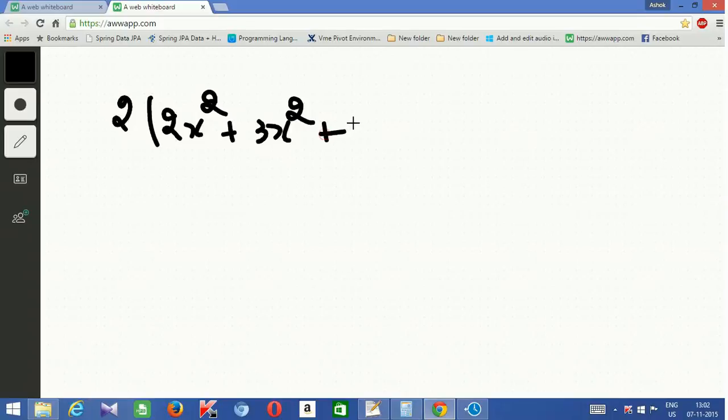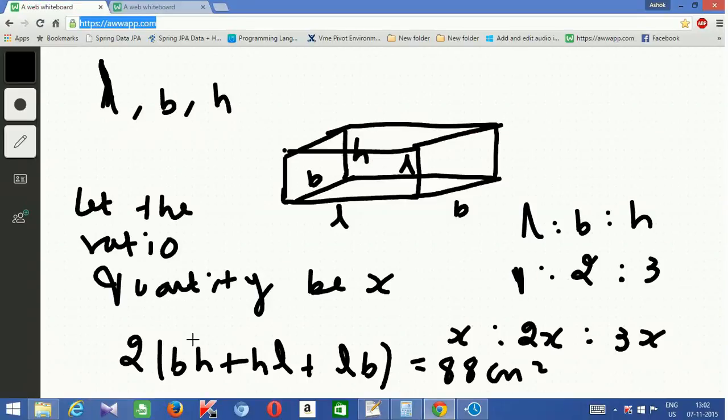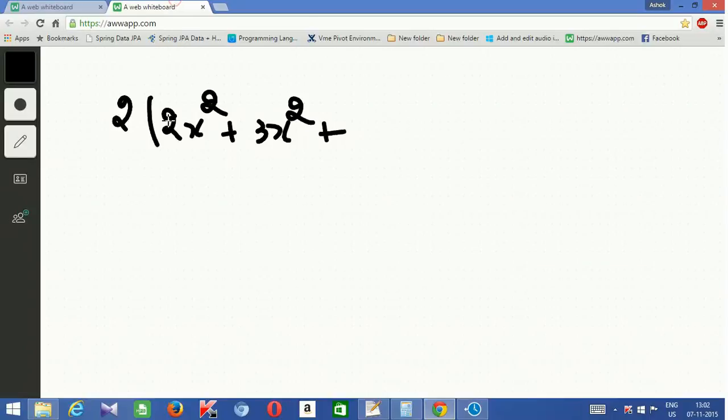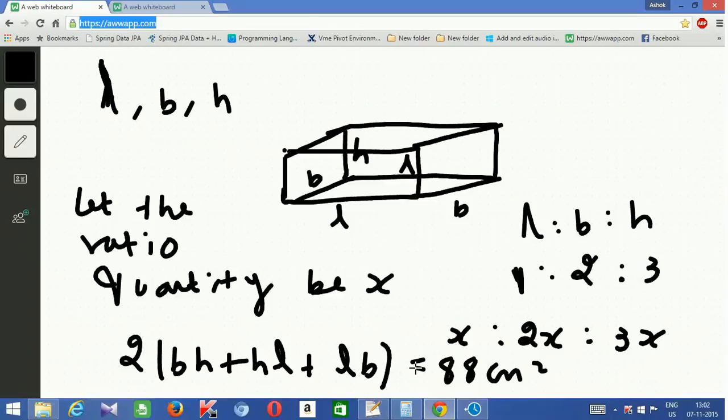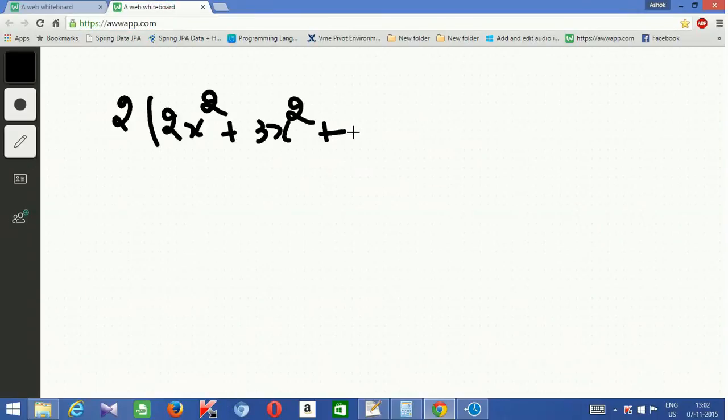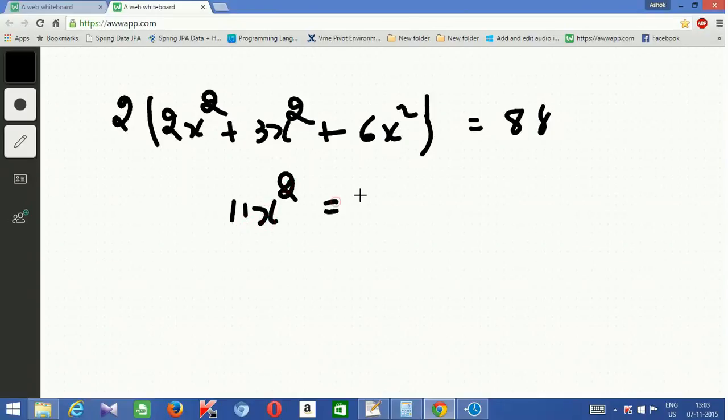B into H should be 6x square actually, so I assume this is L into B. All 3 combinations you need to put. So it will be 2 times 6x square, which is equal to 88. So 2 plus 3 plus 6, which is 11, so 11x square is equal to 44. So x square comes down to 4, so x is equal to plus or minus 2.